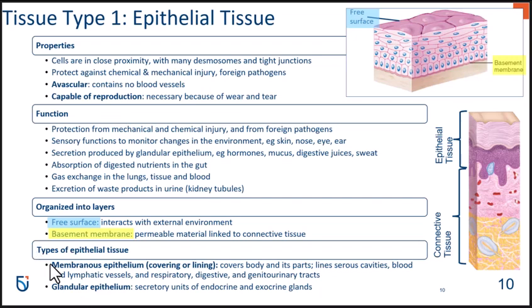In terms of types of epithelial tissue, we've spoken already quite a bit about membranous epithelium, coverings and linings throughout our body, but there's also glandular epithelium. And glandular epithelium is going to be what secretes a substance, as I've already mentioned. The two main types of glands that will come up later on in anatomy and physiology are endocrine glands, which produce hormones, and exocrine glands, which secrete a variety of other types of substances.